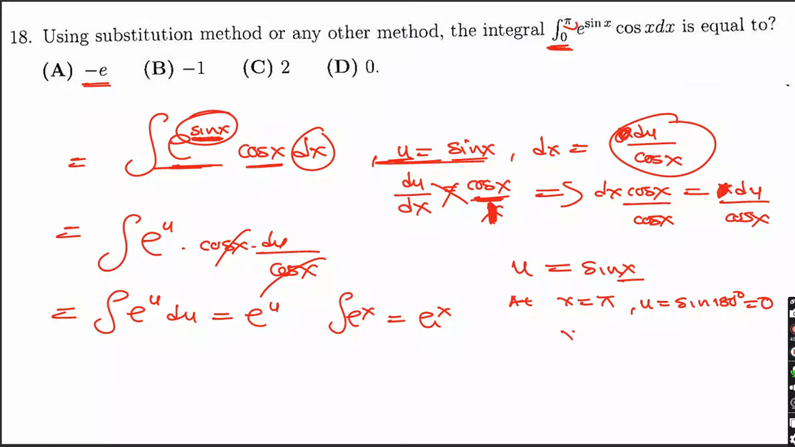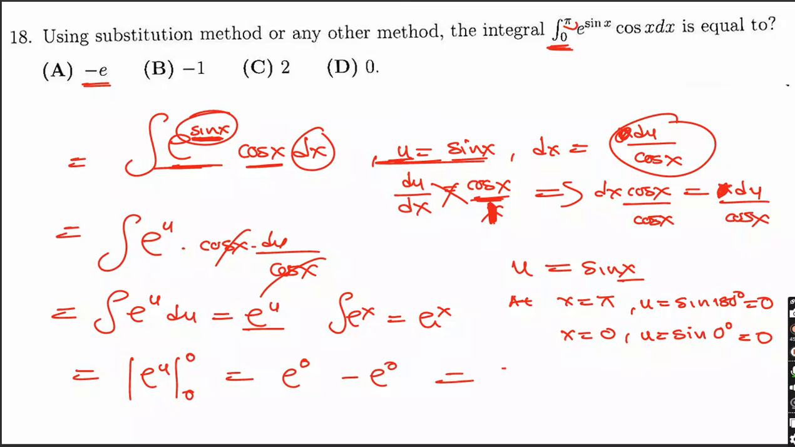What happens now when x is equal to 0? What will be the value of u? Sine 0 degrees is just 0. So in this case, we now deal with this e to the power u and put the limits 0 and 0. So we have e to the power 0 minus e to the power 0, which just gives us 0. So the answer here is D.